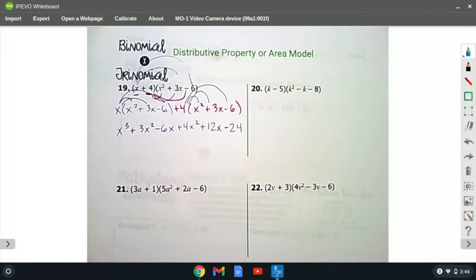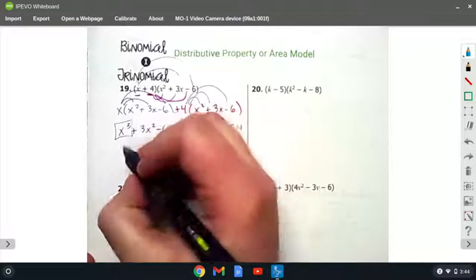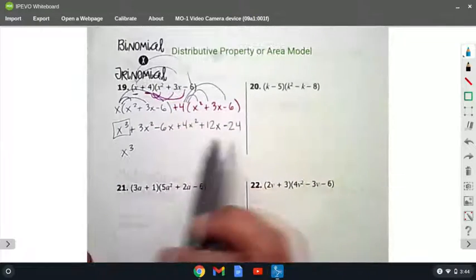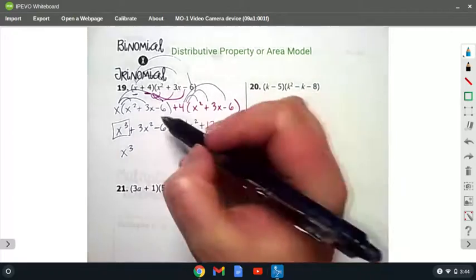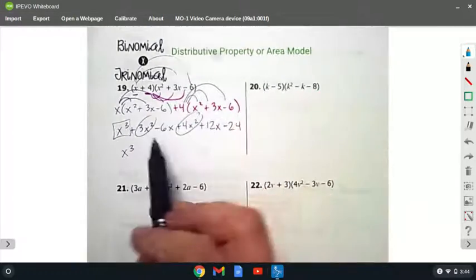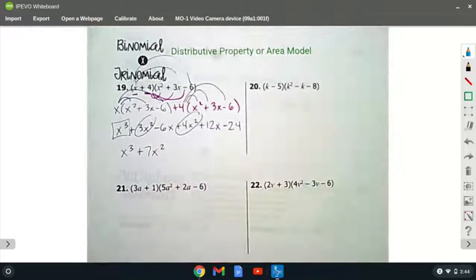Now I'm going to combine my like terms. I'm looking for that largest degree first. The largest degree I see is the power of 3, and I don't see any like terms, so I'm just going to bring it down. My next power would be to the power of 2, which I see here and here. So I'm going to combine 3 and 4 to get 7x squared.